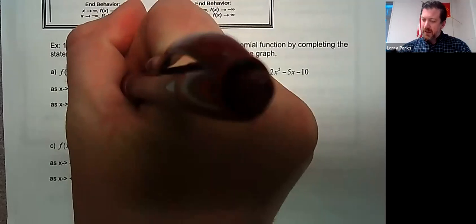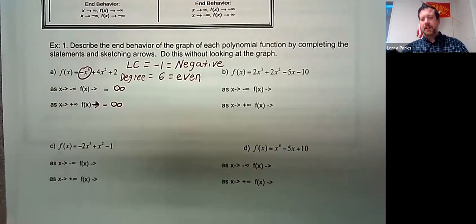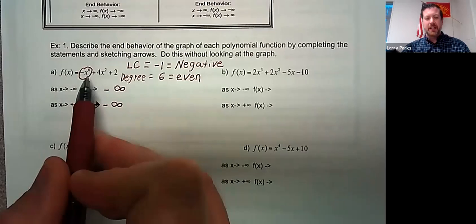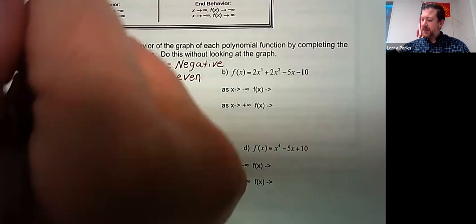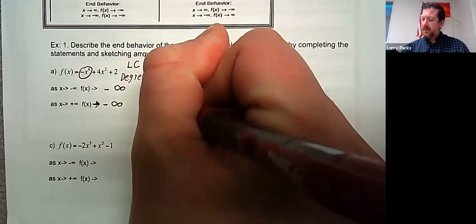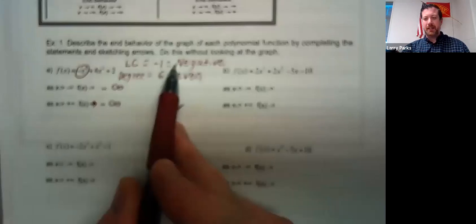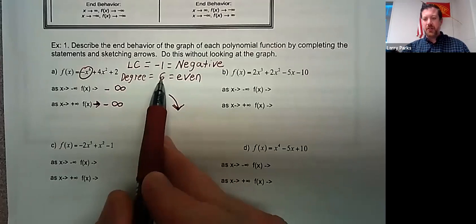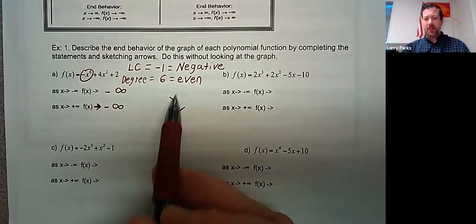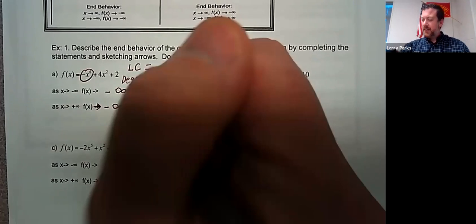Now let's say I just confused you and you say, okay, let's draw the arrows. Negative means it goes down on the right. Even tells you what it does on the left. So even, it repeats itself. So if it goes down on the right here, it goes down on the left.